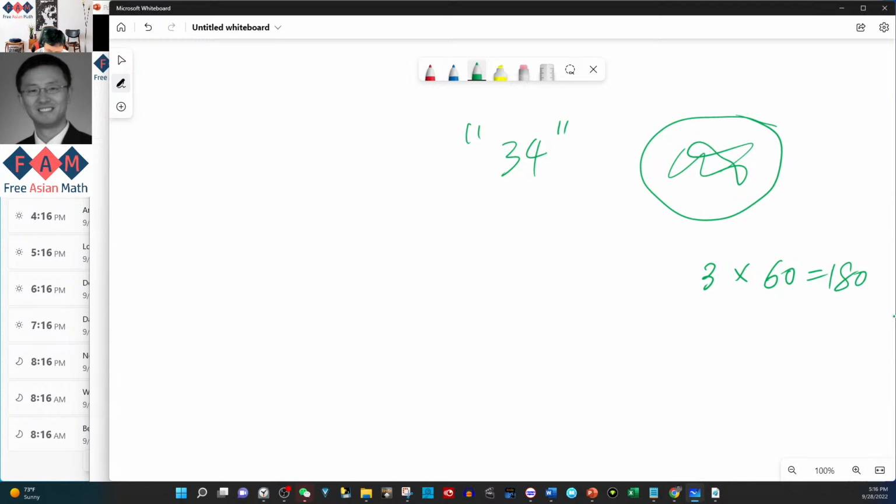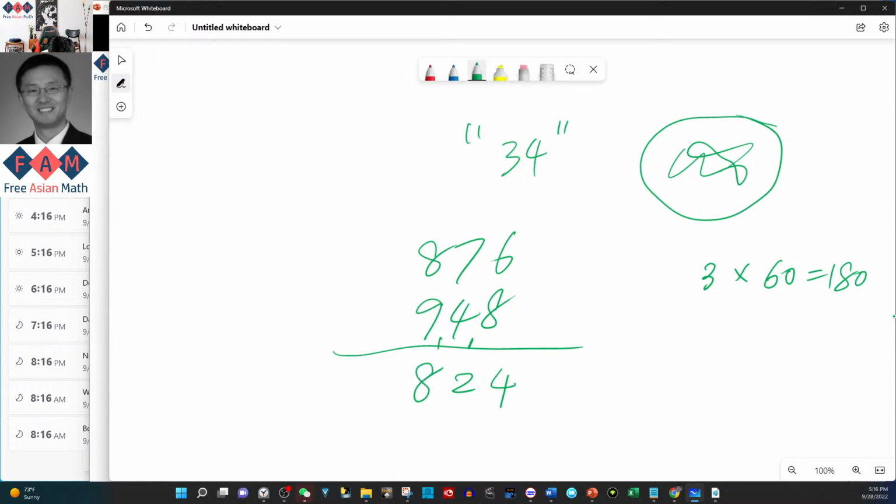So 876, 948. 6 plus 8, you get 14. You have a carry here. 7 plus 4, that's 11. Plus another 1 from the carry, that's 12. So you get another 1. Then you get a further carry to the hundreds place because you have 12 in the tens place. 8 plus 9, that's 17. Plus 1, that's 18. So finally, you get this. So in this way, we don't have to actually count 948 cases.